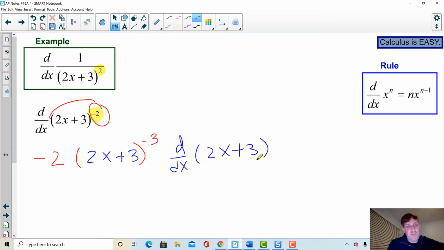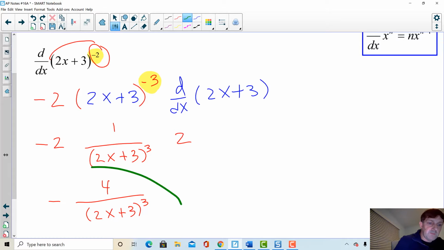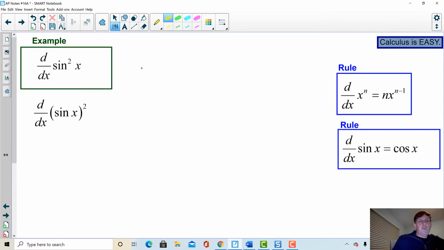And that's because it wasn't just an x. It was a bunch of stuff. The derivative of 2x plus 3 is just going to be a 2. Because the power was negative 3, we can rewrite it. On the bottom, it'll be a power of positive 3. Final answer is this. Here's another example.